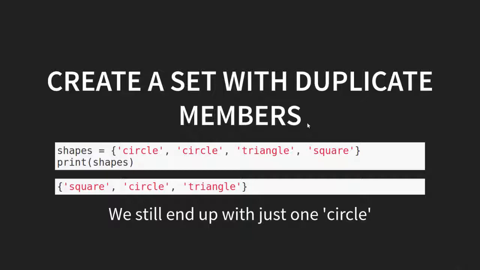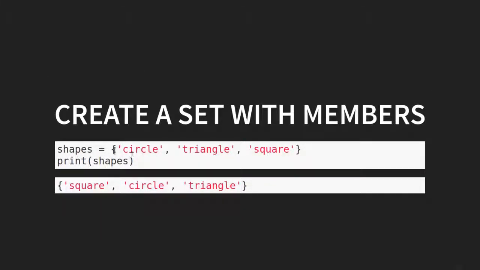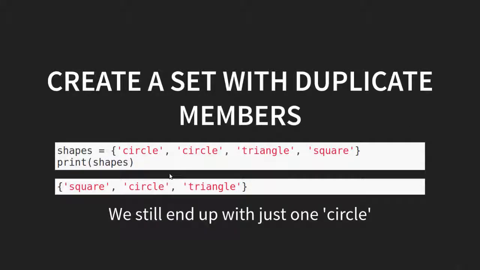Now let's try to see if we try to make one with duplicate members. This is the big important part, probably one of the most important parts of sets, is that they are unique. So here we go. We've got shapes, just like we had before. It was circle, triangle, and square, and that worked. Made a little set there. Now we make another one here, but we do circle, circle, triangle, square. So you have here a duplicate. Now it'll happily accept it, but it actually won't make a duplicate of circle. We'll still end up with just one circle.